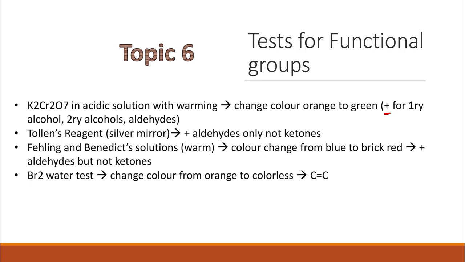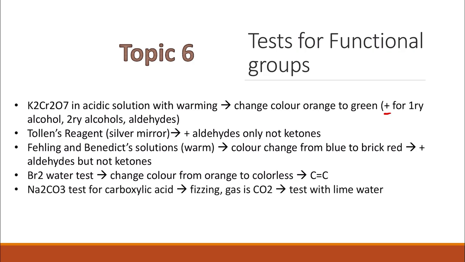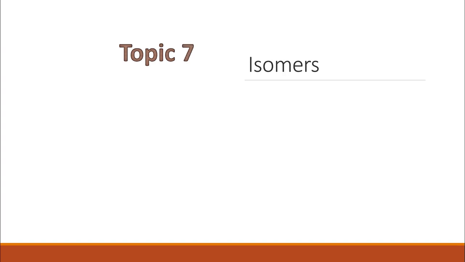And then the bromine water test. This is the change of color from orange to colorless. This is for the carbon-carbon double bond. And finally, the sodium carbonate test for carboxylic acids, where adding sodium carbonate to a carboxylic acid will give you carbon dioxide. So there is fizzing, and then you test the carbon dioxide gas with lime water.